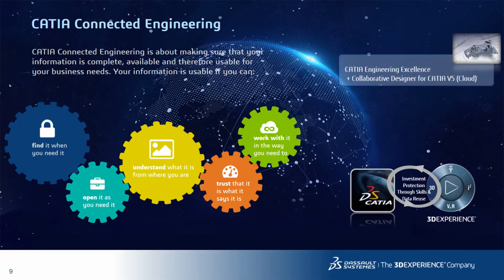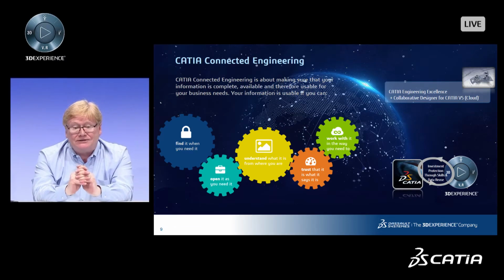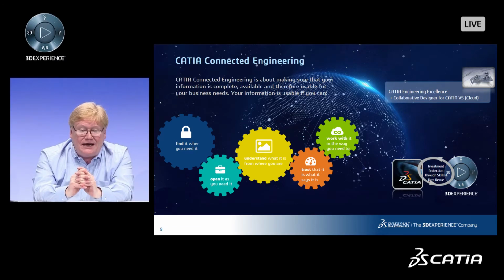So connected engineering for us is really all about making sure your information is complete, it's available, and therefore it's usable for your business needs. And your information is usable if you can do a number of things. First, you need to be able to find it when you need it. Then you need to be able to open it in the way in which you need it, using the applications and tools that you need to do your job. You need to be able to understand what it is and from where. You need to trust that it is what it says it is. That's no minor thing. And you need to be able to work with it in the way that you need to.